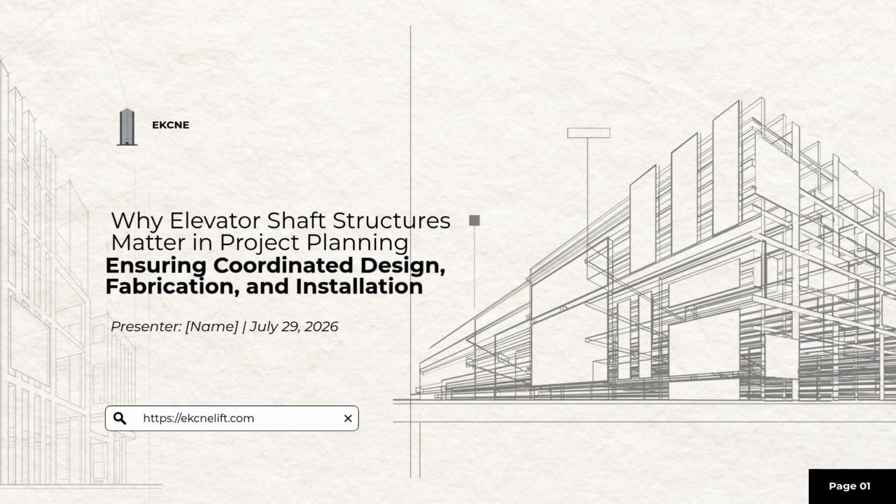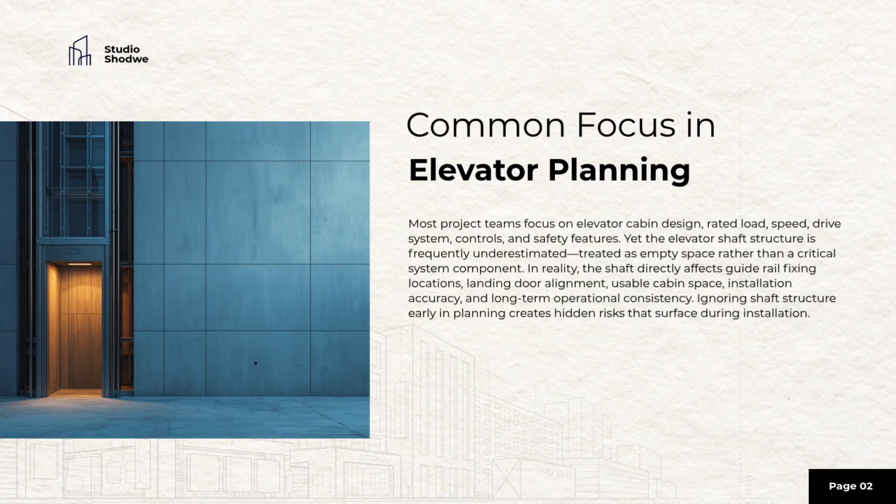When people plan an elevator project, they usually focus on the elevator itself: the cabin, the rated load, the speed, the drive system, the control system, the safety components. But one part is often underestimated: the elevator shaft structure. The shaft is not just the empty space around the elevator. It affects guide rail fixing, door alignment, cabin space, installation accuracy, and long-term project consistency. If the shaft and elevator system are not planned together, problems may appear during installation, and once the equipment arrives on site, those problems become much harder to fix.